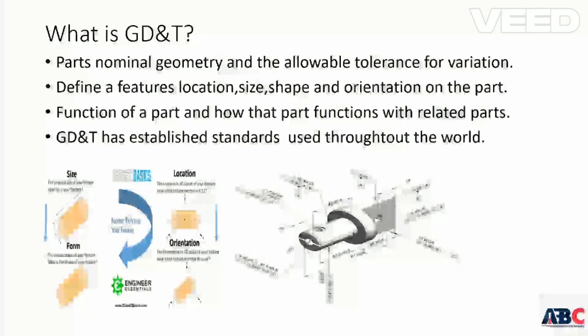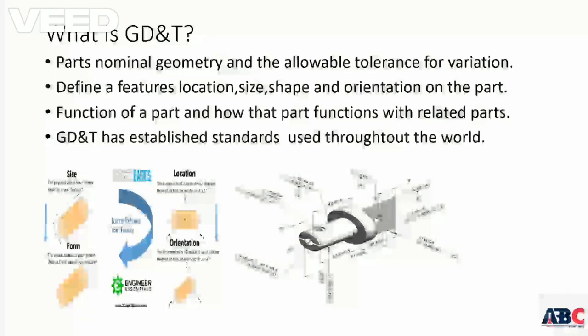It helps us to define a feature's location, shape, orientation and size. So you can see in this figure size, form, location and orientation. These can be controlled effectively by using GD&T. So this is very important for any component to be manufactured. The main advantage is that the function of a part, and how that part functions with related parts, is taken into account when we use GD&T.